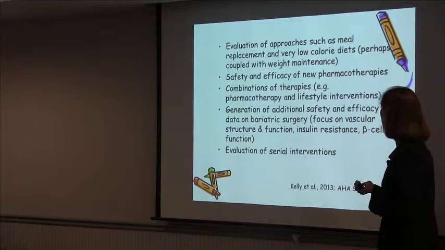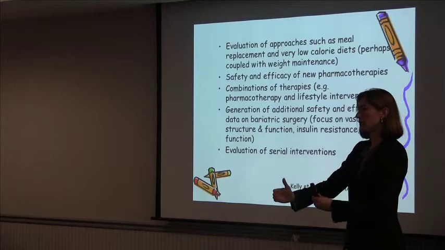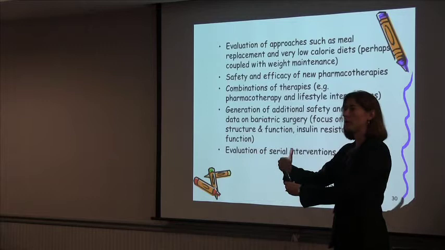And then the evaluation of serial interventions. What if we did this intervention between ages 2 and 5, this intervention between the ages of 5 and 8, and what might that look like? Kind of a stepped care model even, but that hasn't been done.